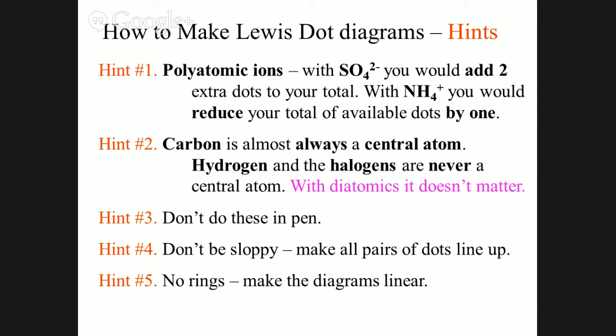Again, carbon is almost always the central atom. Hydrogen and the halogens are never the central atom. With diatomics, what are diatomics? 2 atoms. When I have just 2 atoms, that's it, it really doesn't matter which one you want to call the middle, because there's just a pair of them there. Don't do them in pen, and don't be sloppy. In other words, try to make all your pairs of dots line up, either horizontally or vertically. It makes it much easier to keep straight what are the bonds, what are not the bonds, and that you have a pair for each one. Don't make any rings. Tend to do linear diagrams.